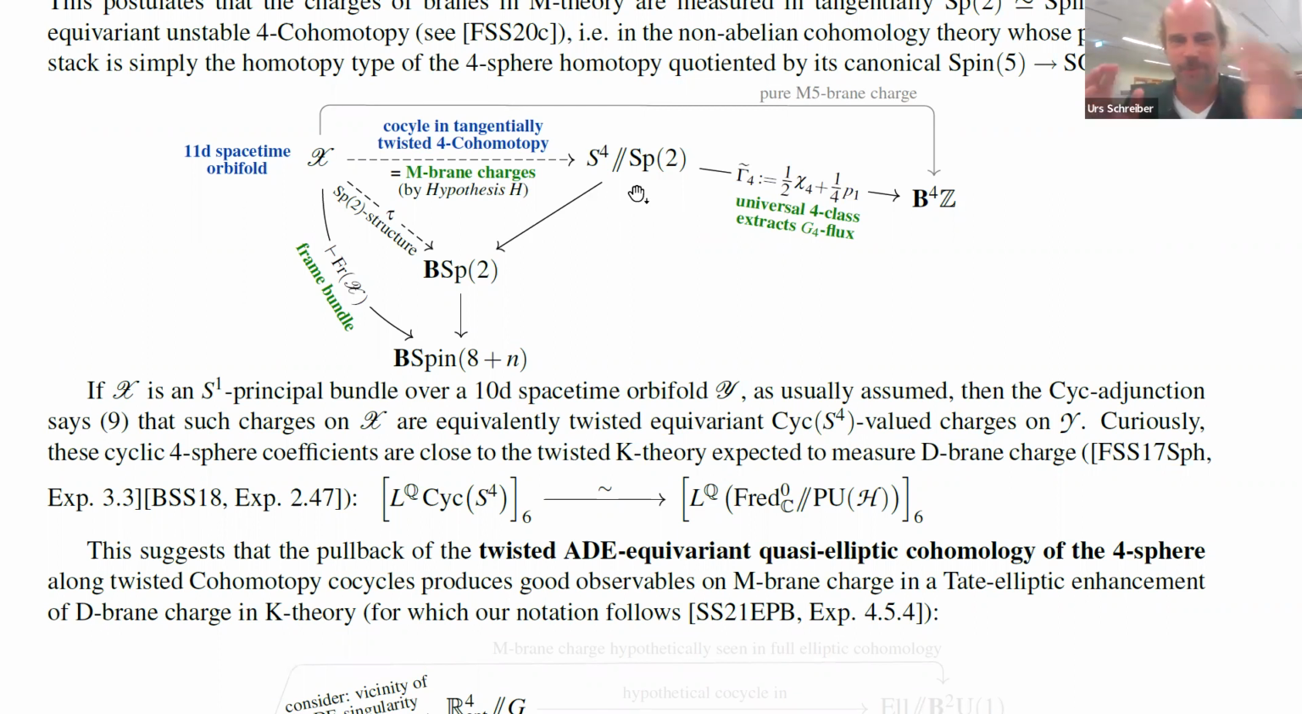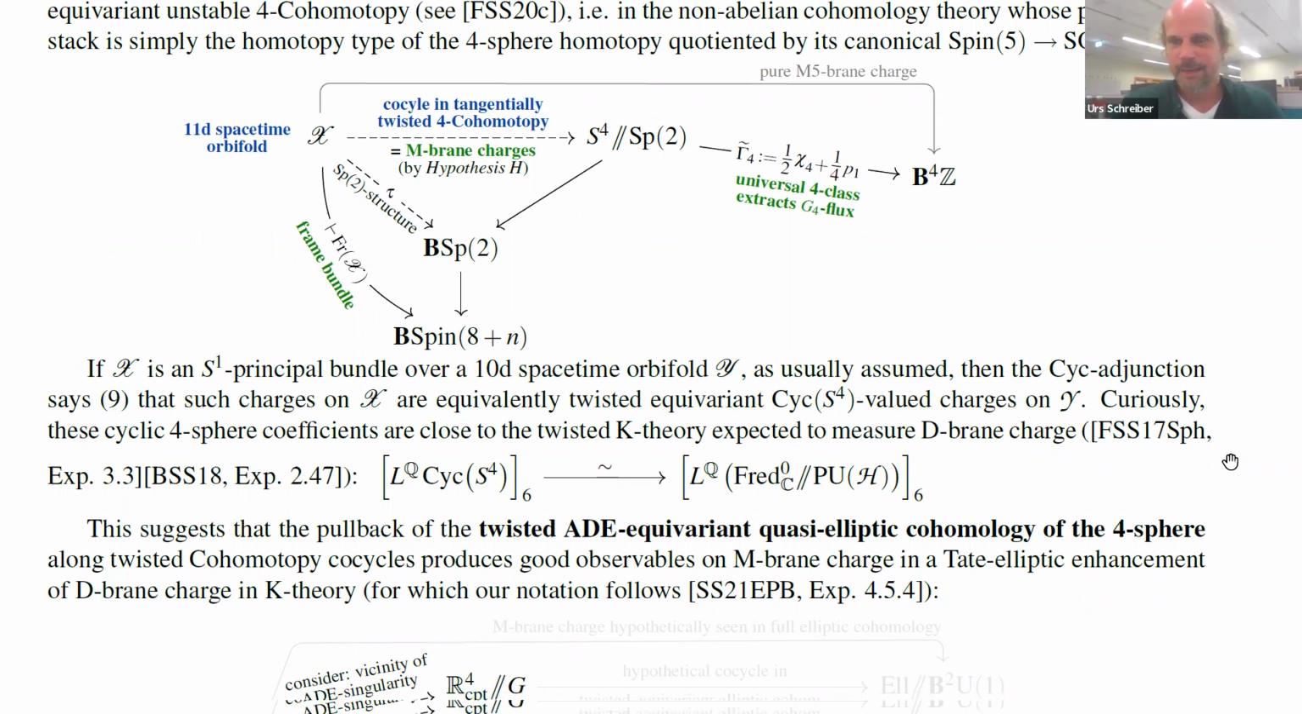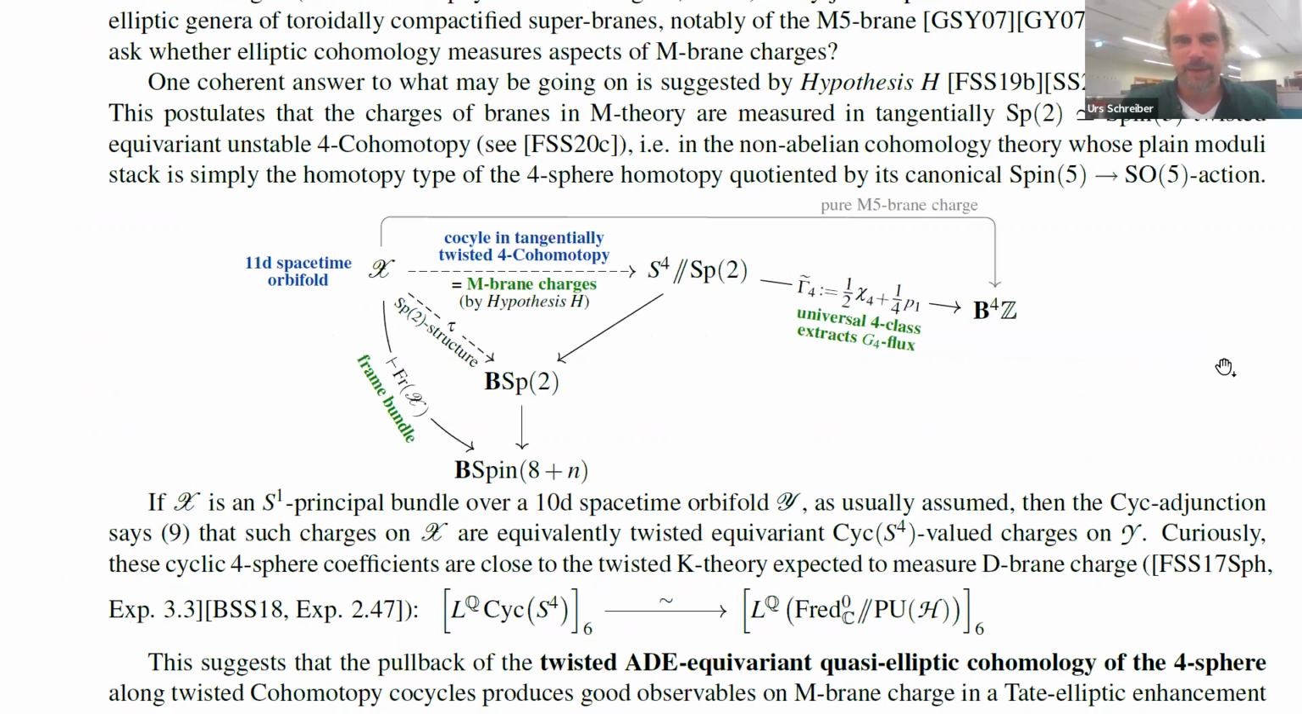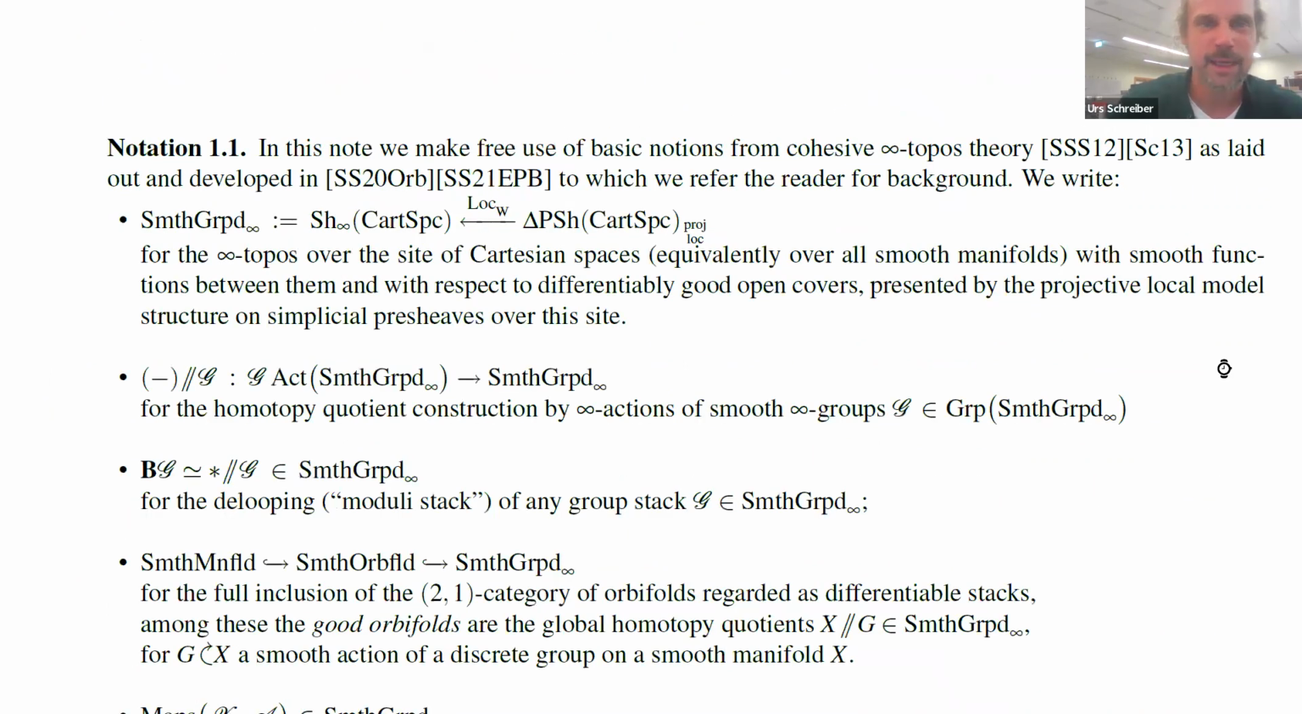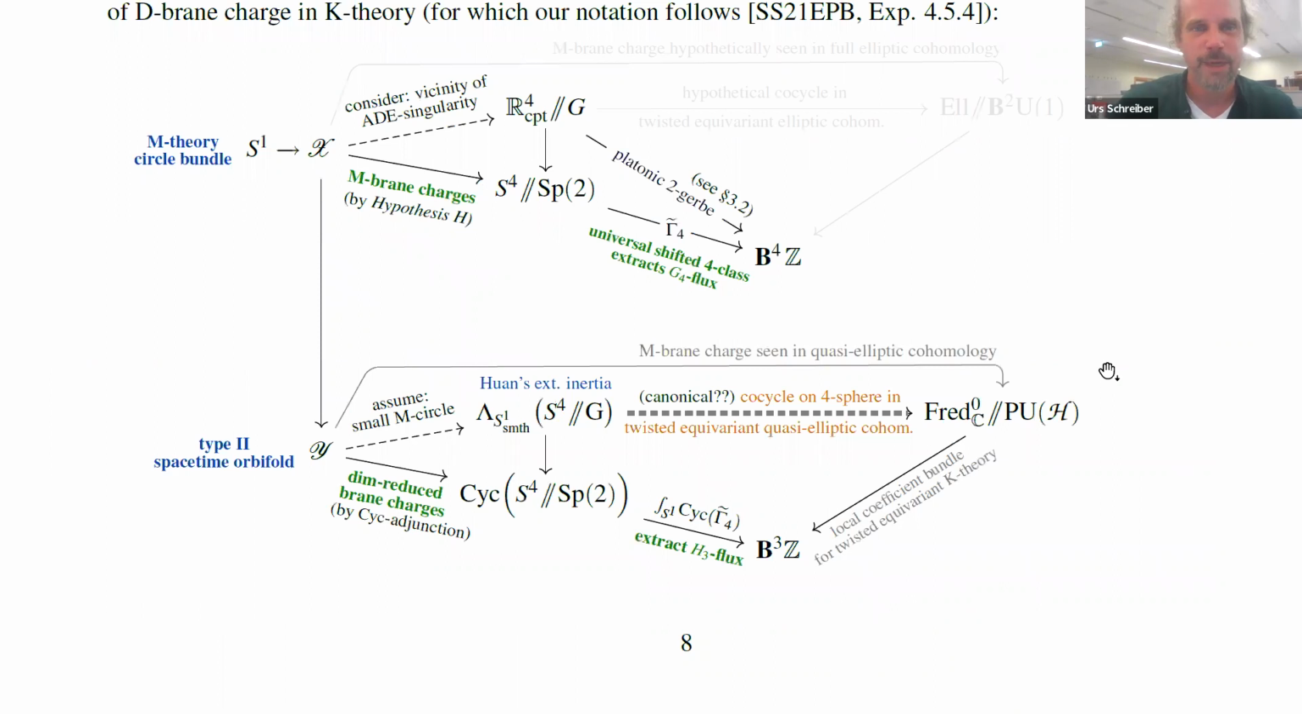We have this hypothesis for which we accumulated some evidence that the actual charges of the five brane, so from a previous slide, we knew that the five brane, what physicists call the five brane on an eleven-dimensional space-time, has this charge in underlying and a charge in ordinary four cohomology. So we claim that this charge actually has to be understood as being just the characteristic class of a cocycle that actually takes values in maps to the sphere modulo something. And as we cyclify this, as we ask what this looks like down in lower dimensions, we get this situation.